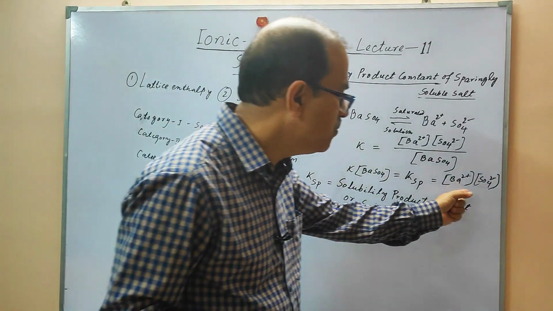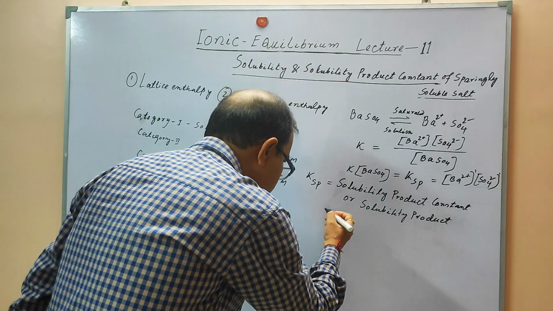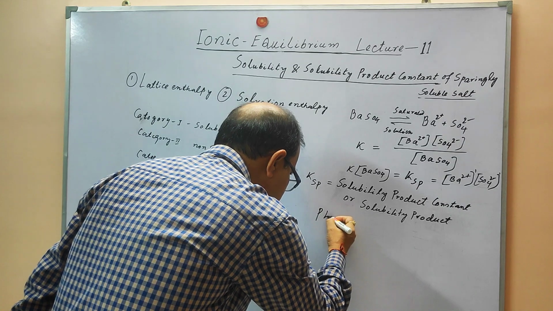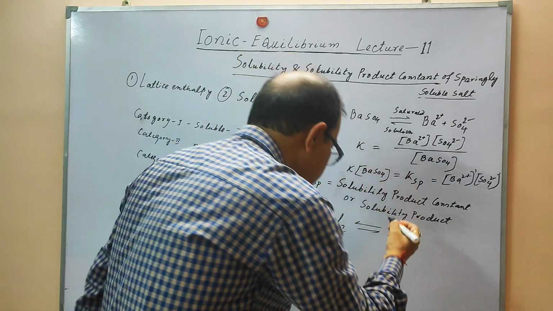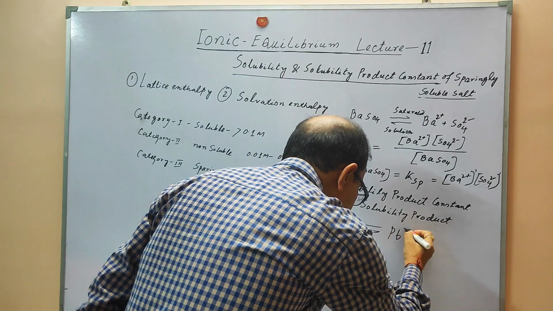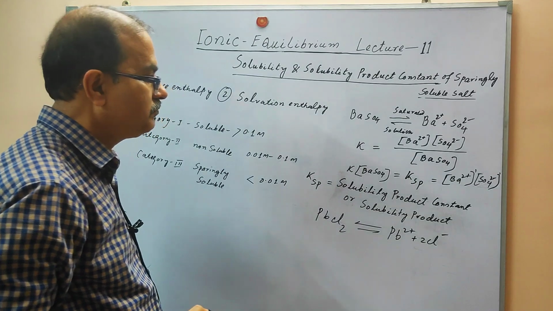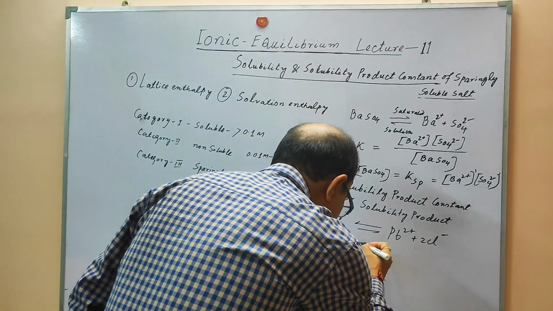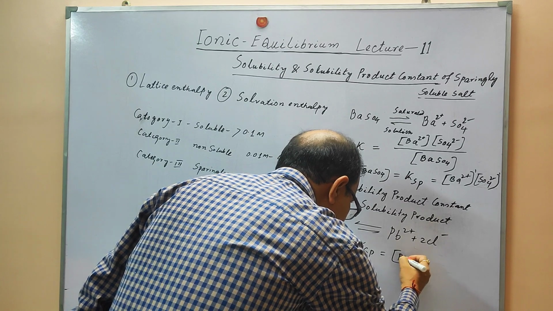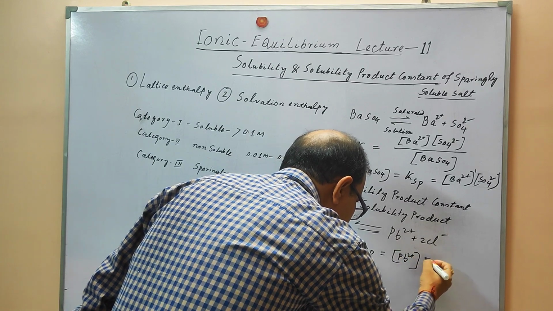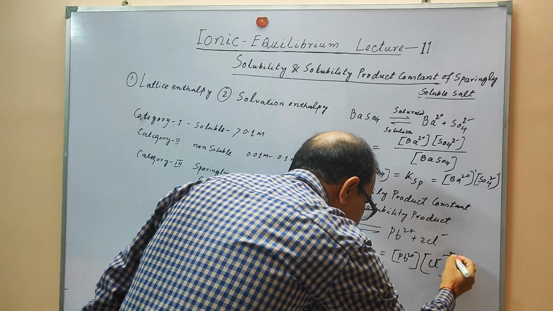So there is only, you can say, this is 1 and this is 1. But if you see this equation, PbCl2, what will be the solubility product constant? You can see Pb2+ plus 2Cl-. So in this case, what will be the solubility product? Ksp, you can write, is the molar concentration of Pb2+ and the molar concentration of Cl- whole squared.